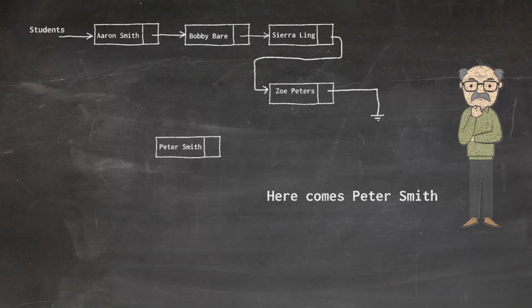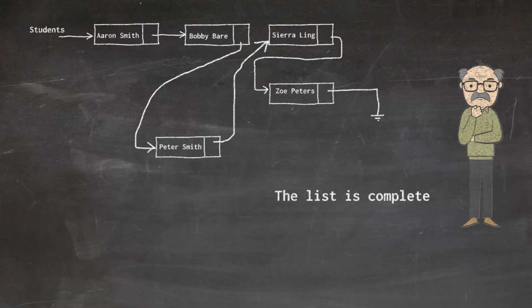Notice that I have drawn the new memory for Peter Smith in a completely different part of the Blackboard. This is to indicate that this memory can be anywhere in the computer. Peter Smith has a next pointer, and the next element from Peter Smith needs to be Sierra Ling. So we set the value of next for Peter Smith to point at Sierra Ling. The next step is to make Bobby Bear point to Peter Smith. We do this, and the result of that is that the list is now complete.